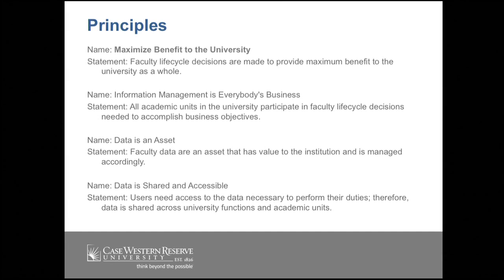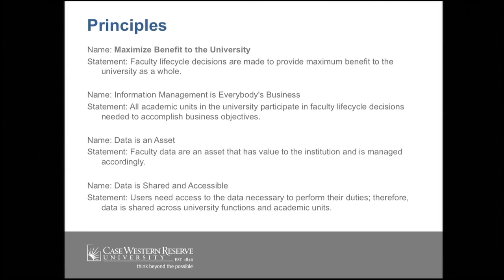And then the next one is that information management is everybody's business, that all academic units at the university participate in the faculty life cycle decisions that they need to accomplish the business objectives. So what we're saying here is that if there's a process that we want to implement across all the departments of the university, everyone is going to participate in that, and people cannot say, no, I'm not going to do it, I'm going to do it my own way. So again, there's going to be a lot of change management strategy in helping the university move along some of these standardized, centralized processes.